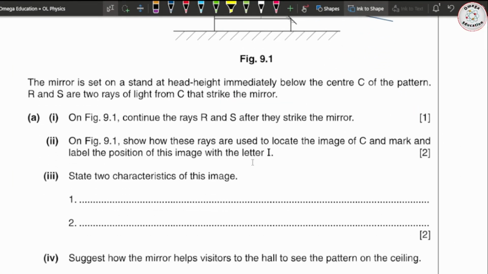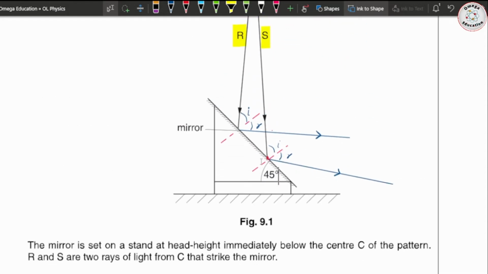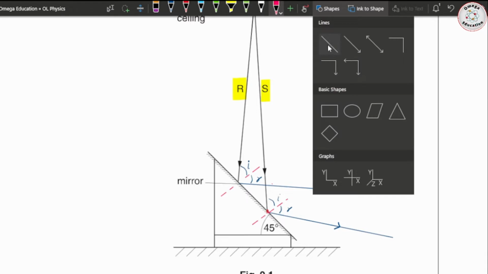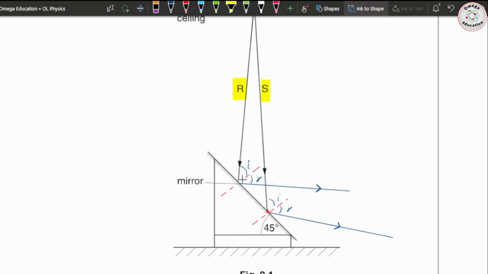And then we have the next part too. On figure 9.1, show how these rays are used to locate the image of C and mark and label the position of this image with the letter I. So once you have drawn the reflected rays, it would be very easy to locate the position of the image. All you have to do is extend the reflected rays backward. Once you extend these rays backward, they'll be looking something like this.